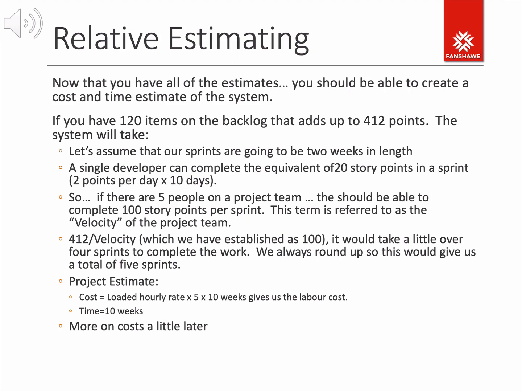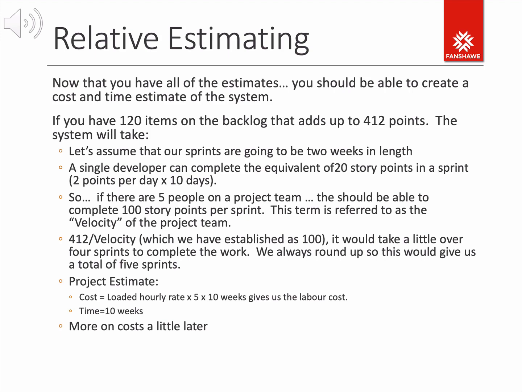So we can take the 412 points for the entire product backlog. We can divide it by the velocity, which we've established as being 100. It would then take as little as a little over 4 sprints to complete the work, so about 4.2 sprints. We always have to round up, however, when we're really talking about these calculations. So if it's 4 sprints and a little bit, guess what? The little bit's another sprint. So we're really talking 5 sprints here.